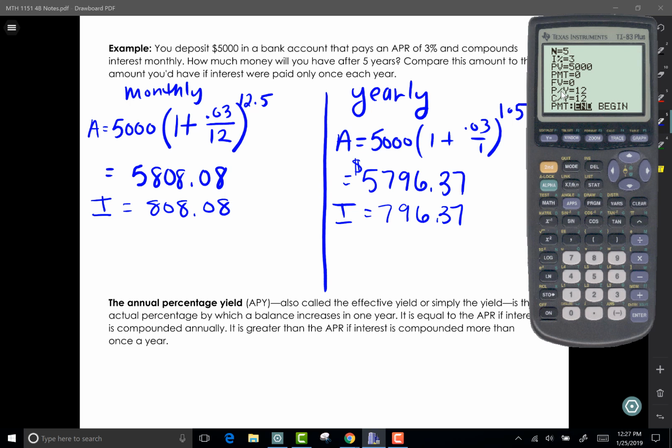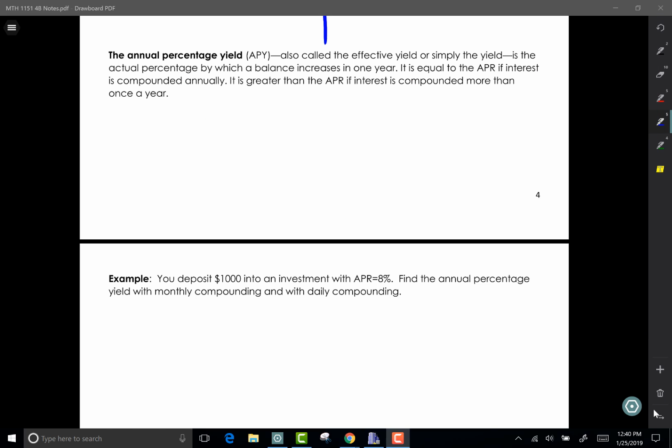And then this is going to be yearly, so I want to change my PY and my CY to just 1 because it's once a year. Then I go up to my future value. That's what I'm looking for once I have everything in. I'm going to use my alpha button and hit my enter button to use the solve option. And it's going to tell me $5,796.37. So when you're doing this on a test or on your project, I want to see your formula done out, but you can use the calculator to check your answer.